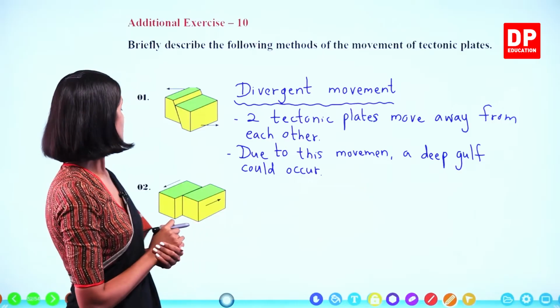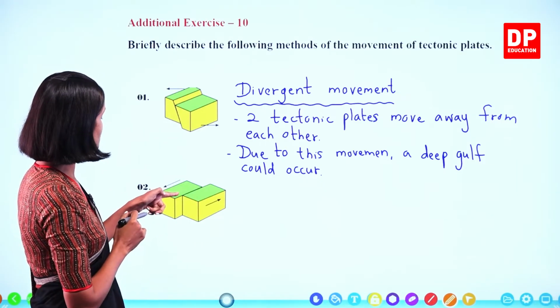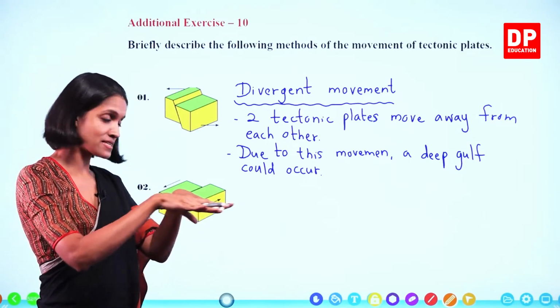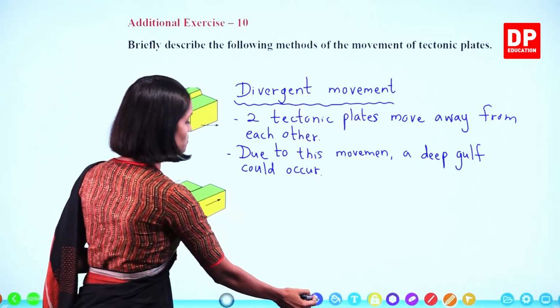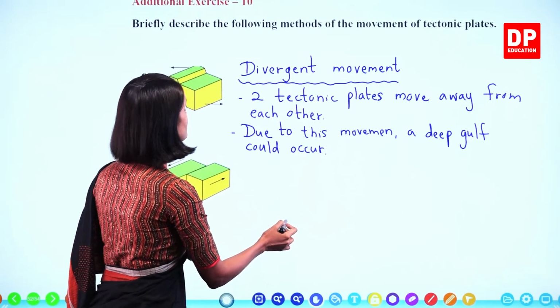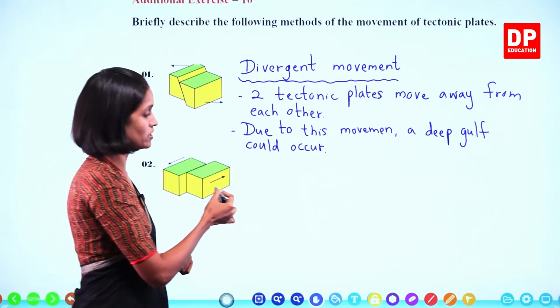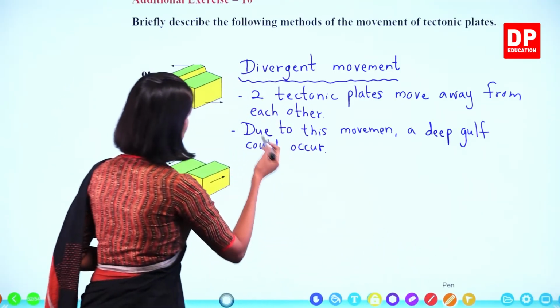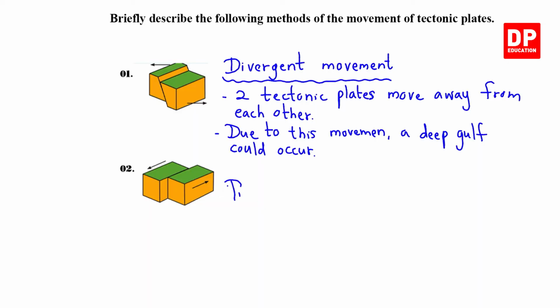Right, children? Look at the second one. What is this movement? They slide past each other. What is the name given to this type of movement, children? Transform movement. Okay? Let's write. This is transform movement. Transform movement.